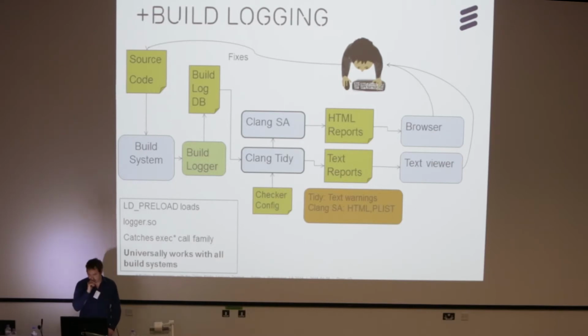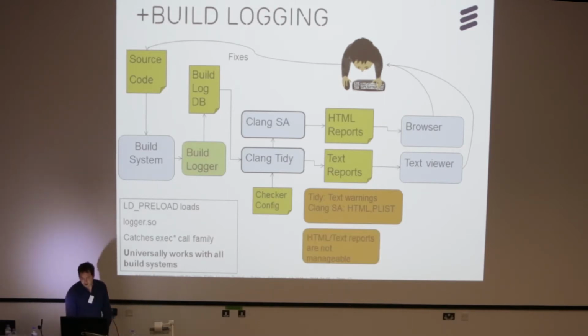However, we still had some problems, namely that the output formats of the tools were different. Clang SA gave HTML reports and plist XMLs. Clang Tidy gave normal textual warnings, and it was difficult to handle them and show them to the developer consistently.